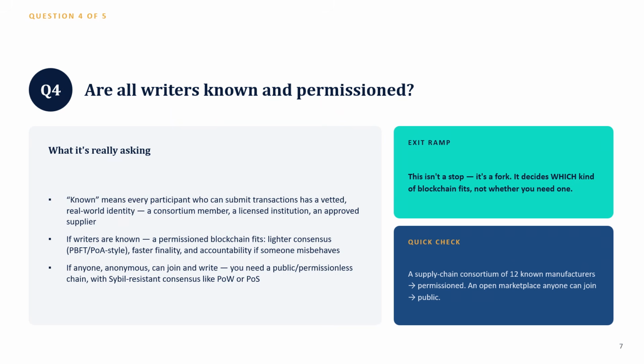If literally anyone anonymously can show up and write, you need a public permissionless chain with Sybil resistant consensus like proof of work or proof of stake. This is the first fork, not an exit. Mark it visually different from questions 1 to 3.